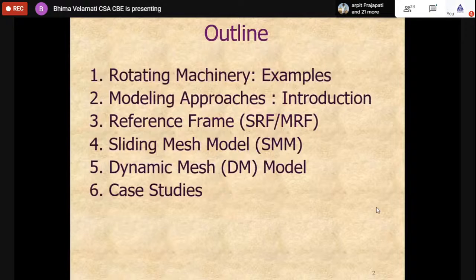So we'll get into the outline of the presentation. I will start with rotating machinery, typical examples and modeling approaches, as an introduction, and then go into some theory related to reference frames, moving reference frames primarily, and then the sliding mesh model. Then we look at the dynamic mesh model. The first 5 parts are more or less to tell you the theory behind how we solve for rotating machinery. And then the case studies are some of the work which I have done.